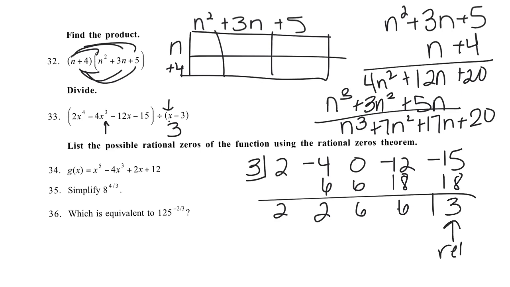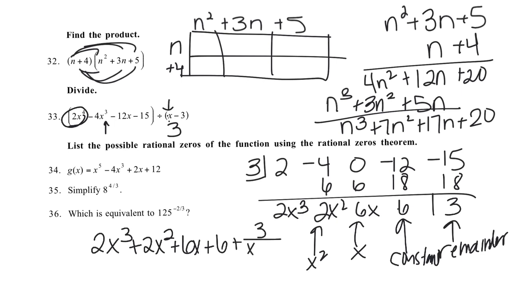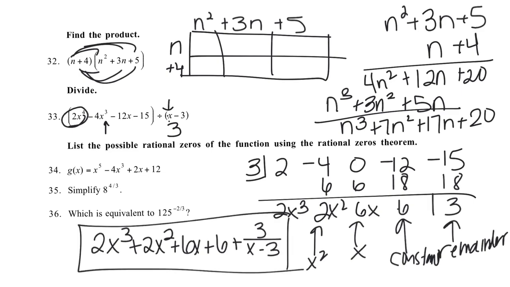Now this is your remainder when you're dividing. This is our constant. And then this is our x. This is our x squared, and you just go in order, starting at the back. And this is x cubed. Our answer should always be one exponent less because I'm doing x to the 4th divided by x, which should give us an x cubed. So the final answer here is 2x cubed plus 2x squared plus 6x plus 6 plus 3 over what I divided by, x minus 3. And that's my final answer for number 33.